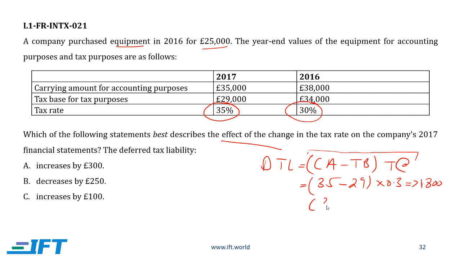But 35 minus 29 multiplied by what's the new tax rate? So 6000 multiplied by 0.35 is how much? 2100. So there is an increase of how much? 300. So the correct option is A.